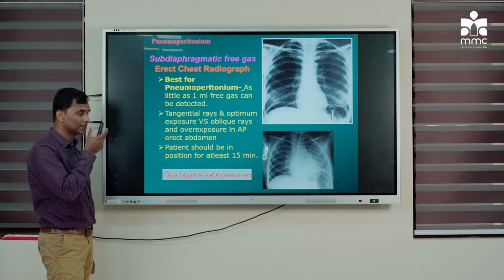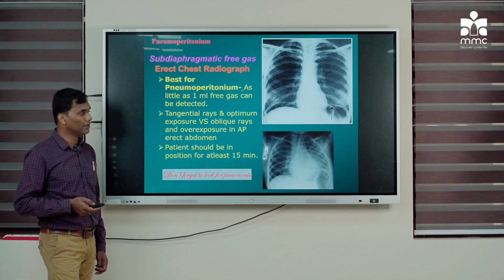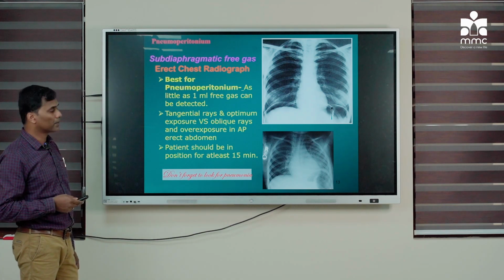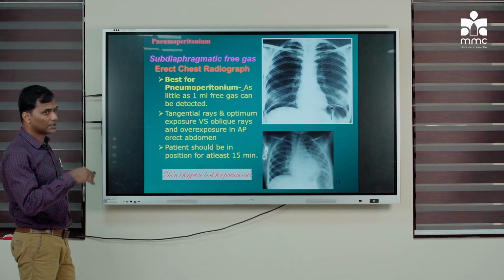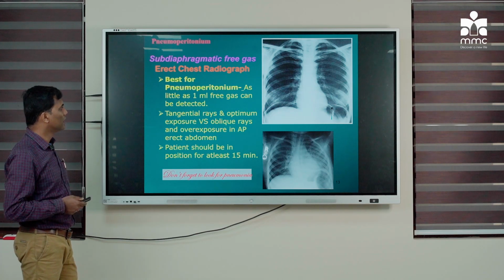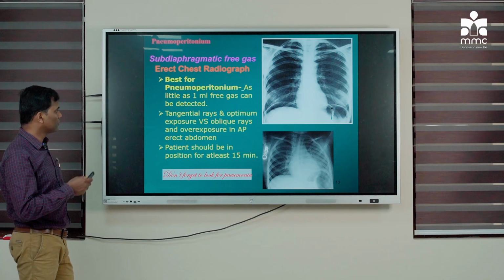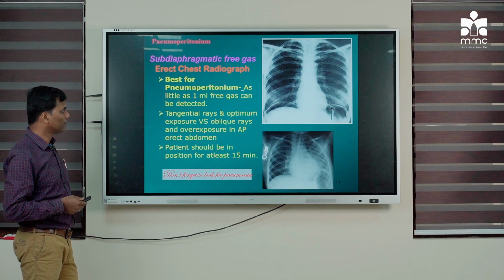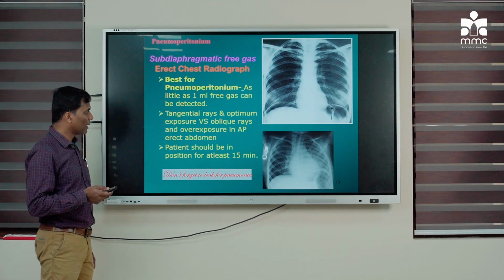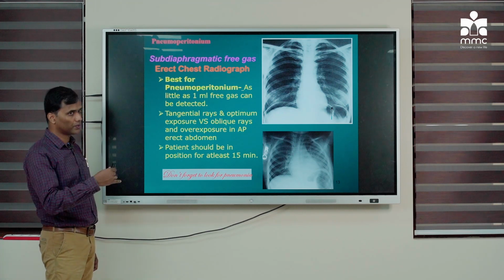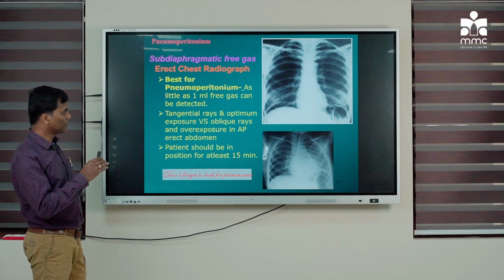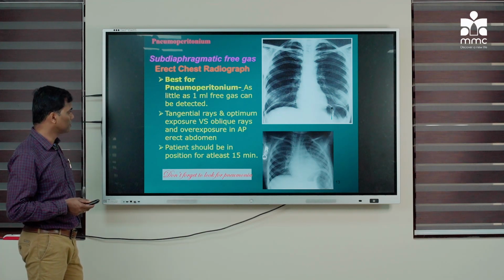the centering of the X-ray beam will be at the level of the T7 thoracic vertebra in a chest X-ray, which is almost at the level of the upper border of the diaphragm, just above that. So the rays are almost horizontal or tangential to the diaphragm. So any small amount of air just below the diaphragm is better visualized compared to an abdominal X-ray, where the centering will be much lower near the iliac crest. So the rays will be oblique, and it may be masked by other soft tissues.